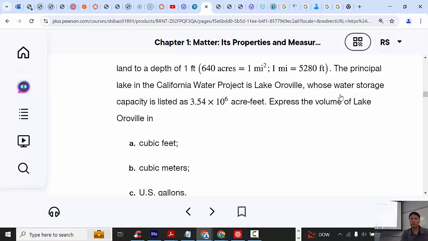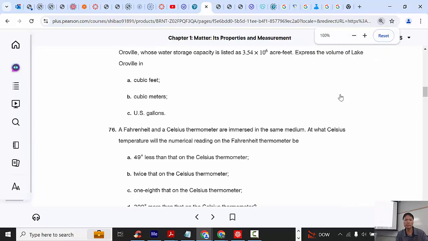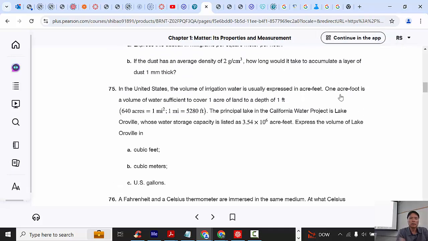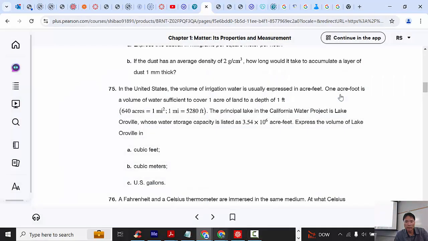Okay, so let's go ahead and do this problem as an example here. So I'm just going to copy this over to the PowerPoint.